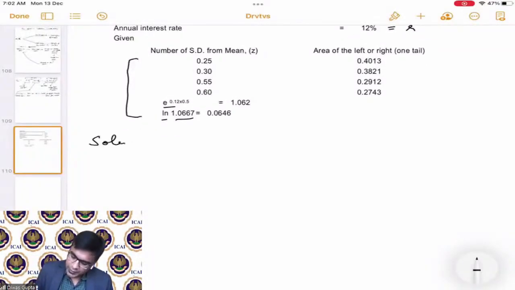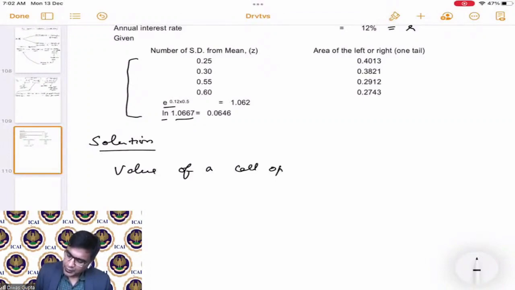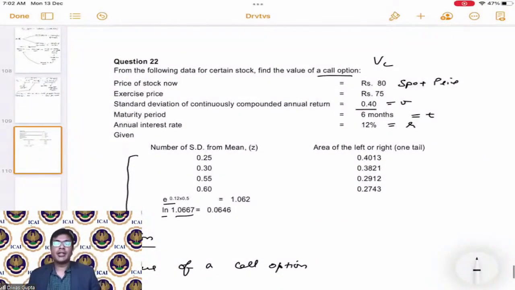Solution: value of a call option. Now students, in this, the question has not said that you have to use the Black-Scholes model, correct? But how have you identified that you need to use the Black-Scholes model?